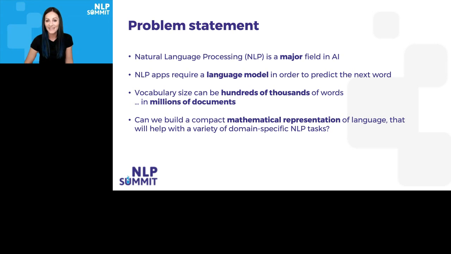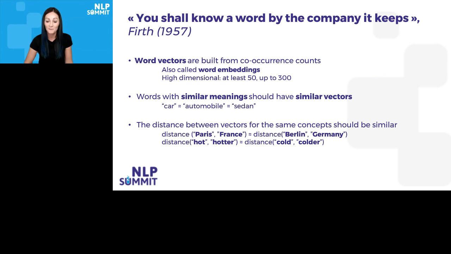And as I said, the research in the field of NLP goes back quite a while. The English linguist Firth actually coined the phrase, "You shall know a word by the company it keeps," back in 1957. And they started out pretty easy with word vectors. Word vectors are built from co-occurrence counts, and they're also called word embeddings. They can be high dimensional, at least 50 dimensions, up to 300 dimensions. And a nice thing about creating those word vectors is that you can also encode semantics and meaning.